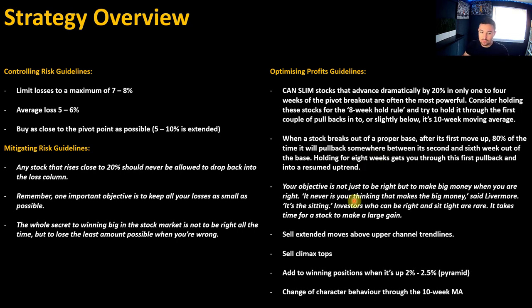Your objective is not to be right, but to make big money when you're right. It never is your thinking that makes the big money, said Livermore. It's the sitting. Investors who can be right and sit tight are rare. It takes time for a stock to make a large gain. Sell extended moves above the upper channel trend lines, sell climactic tops, add to winning positions when it's up 2 to 2.5%. This is the pyramiding point that O'Neil learned from Livermore, and change your character behavior through the 10-week moving average. And you may be like, what?